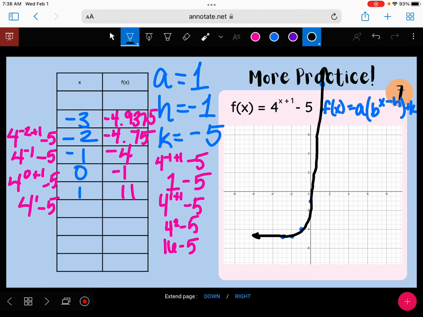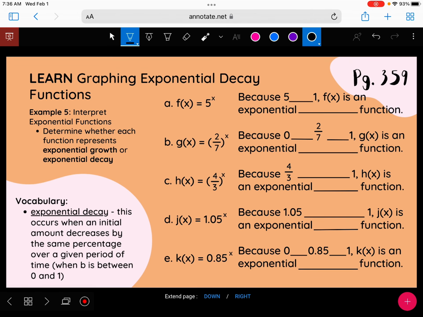So as x approaches infinity, f of x is approaching infinity, okay? With decay graphs, which we'll see in a second, it's going to be a little bit different, okay? So the formal definition is this occurs when an initial amount decreases by the same percentage over a given period of time. The key thing to note here is that this is when b is between 0 and 1.